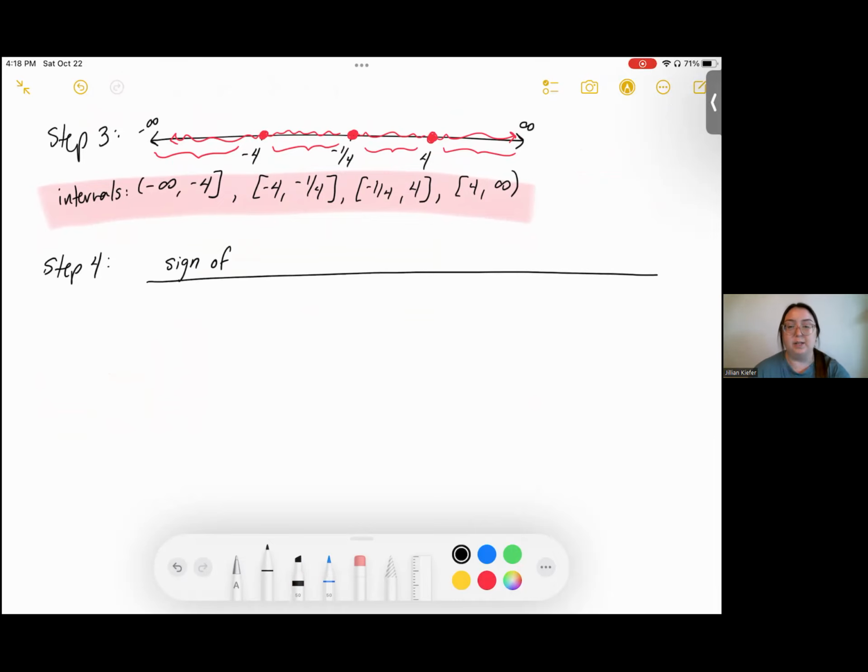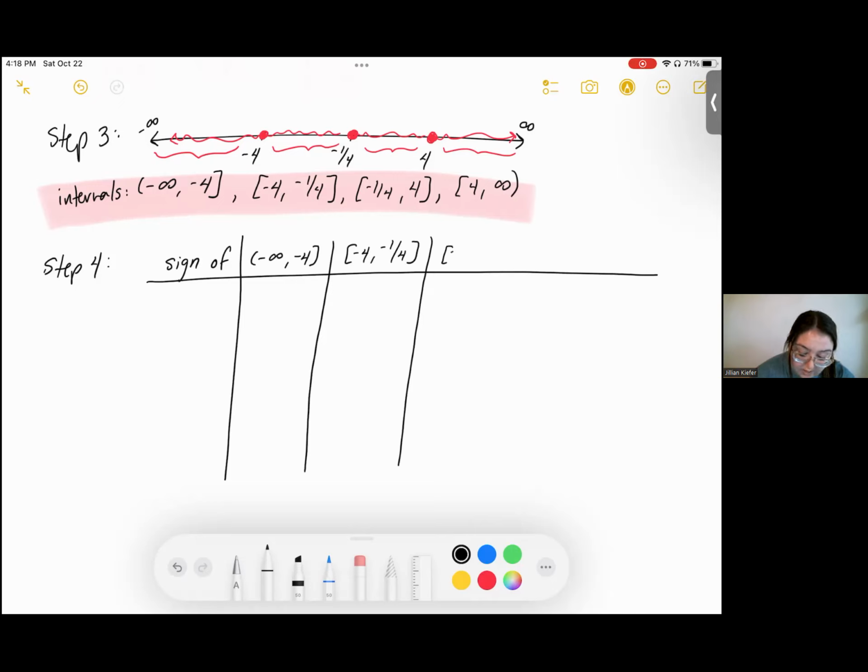And you're probably going to draw a pretty long line underneath that. And this is the first column, so we're going to separate it down like that. So we've got sign of, and across the top, we're going to write the intervals that we found. So we're going to write -infinity to -4. That had a bracket. Then we've got -4 to -1/4. Then we've got -1/4 to +4. Then we've got 4 to infinity.